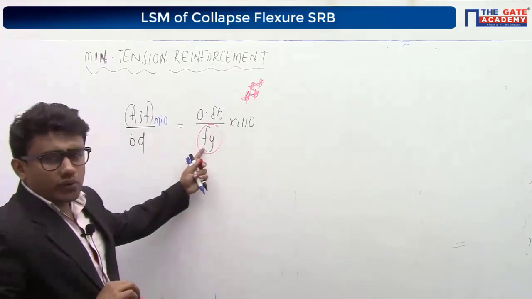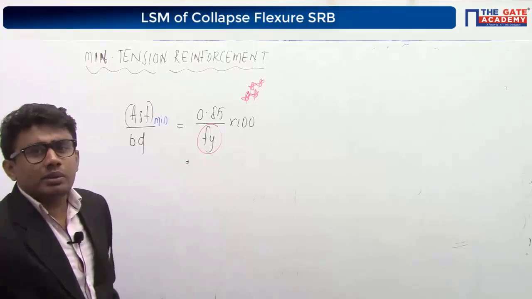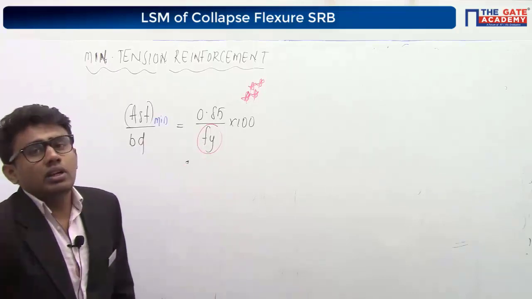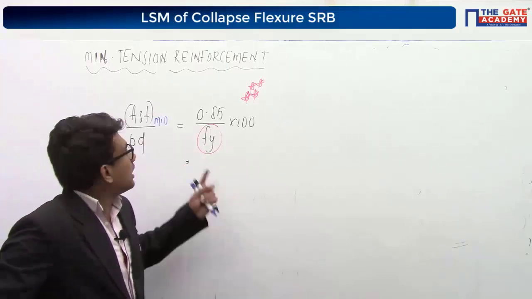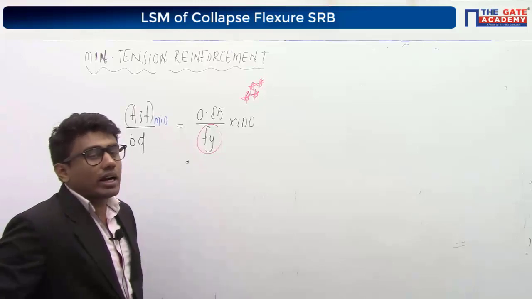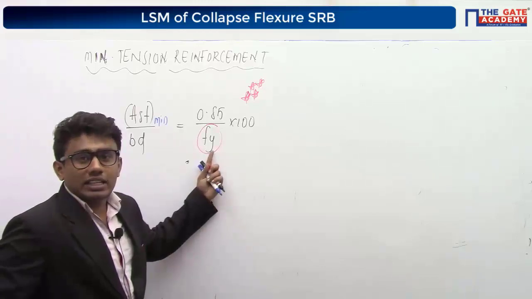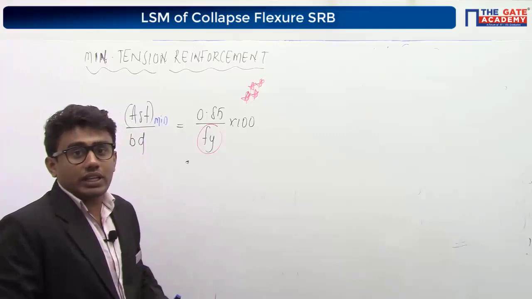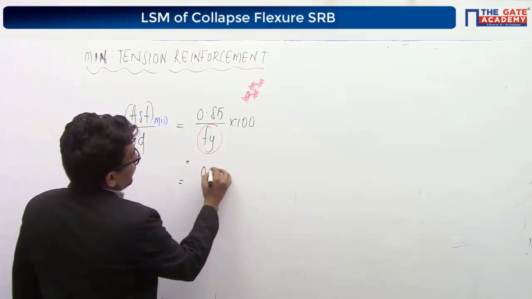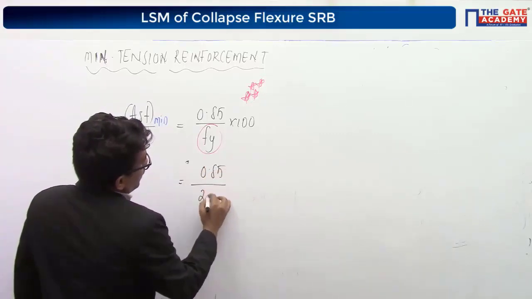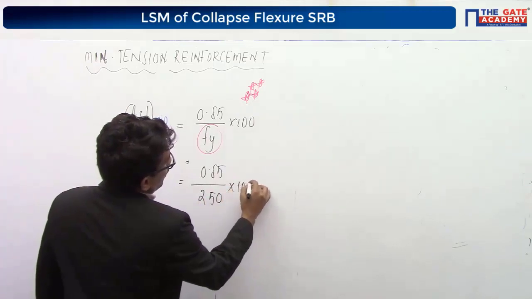For Fe 250 grade steel, you can find the minimum tension reinforcement. You can find it now itself. What is the minimum tension reinforcement required for Fe 250 grade steel? It will be equal to 0.85 divided by 250 into 100. You will be getting the answer.